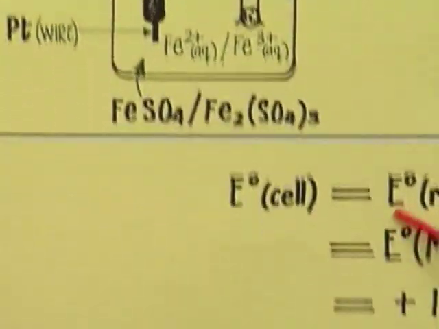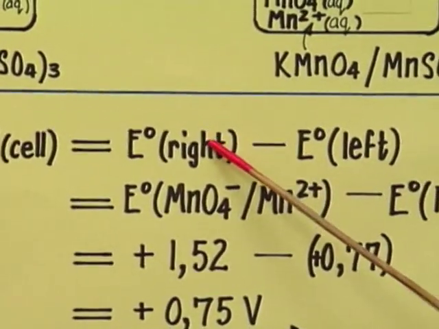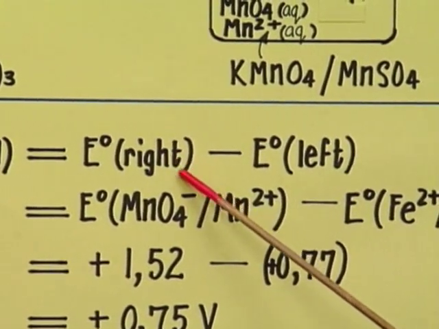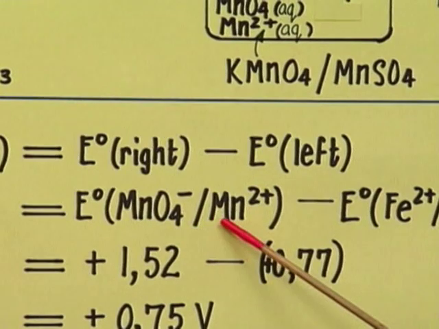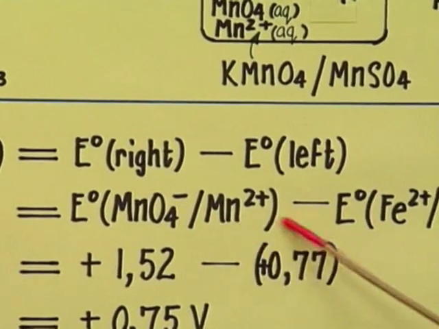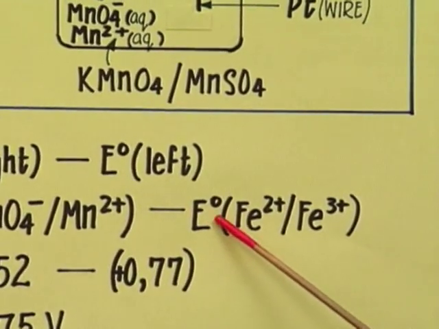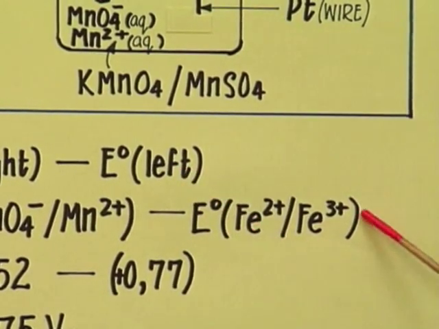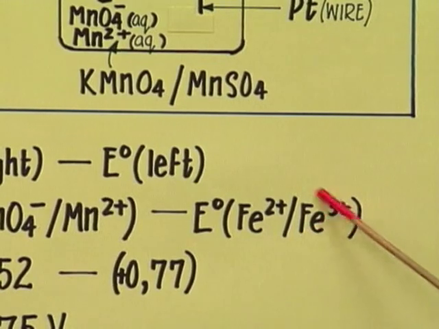We can again calculate the cell EMF by using this standard formula, where right refers to the half cell written on the right-hand side of the symbolic representation, which is of course the permanganate manganese half cell, and we subtract from that the standard electrode potential of what is written on the left, which is our oxidation half cell consisting of iron 2 and iron 3 ions.